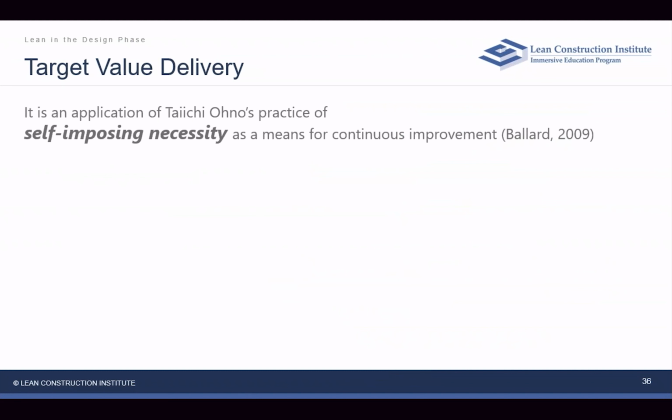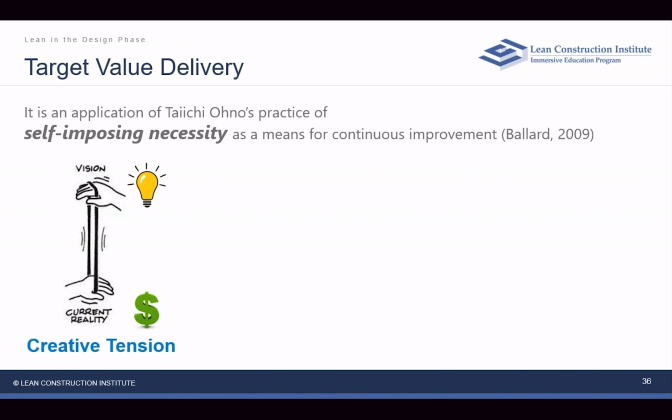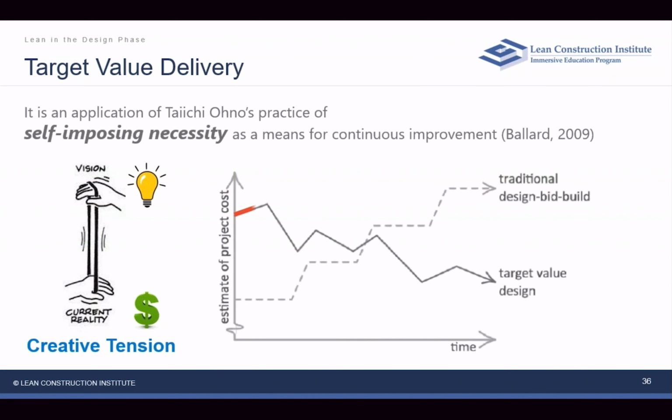So with target value delivery, this is a really nice way to look at this as an application of Taiichi Ohno's, which is coming out of the whole Toyota Way in manufacturing, is a practice of self-imposing necessity as a means for continuous improvement. In other words, we have ideas and there's costs to those ideas, and having that creative tension between what that vision is and that current reality.